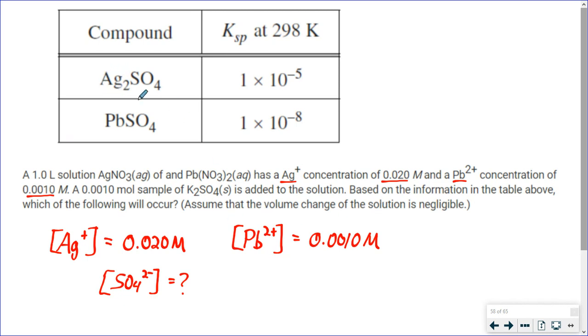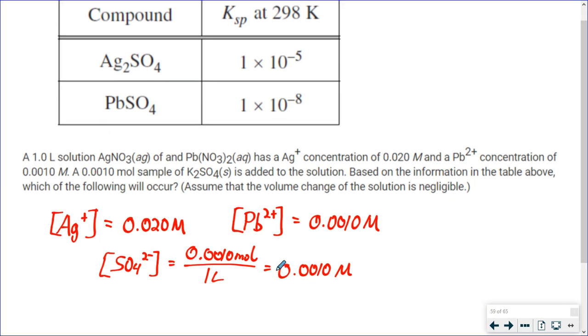So we want to know, do we have a high enough concentration of silver and sulfate ions to create an oversaturated solution? In that case, we would have a precipitate form for either one of these. So my silver ions are given to me, my lead ions are given to me, but we need to figure out what's the concentration of sulfate ions in this 1 liter solution. Well, it tells us how many moles are dissolved in it, and it's in 1 liter. And so we can calculate our molarity just by taking our moles divided by liters, and we get 0.0010 molarity.